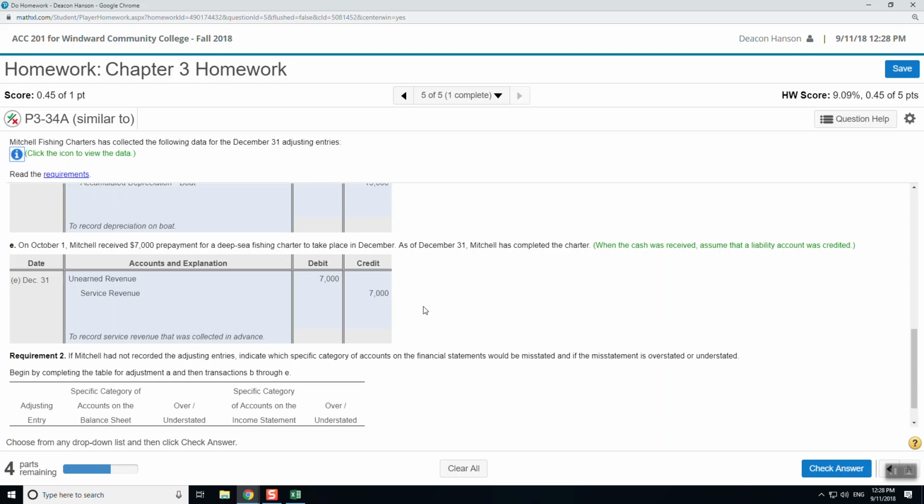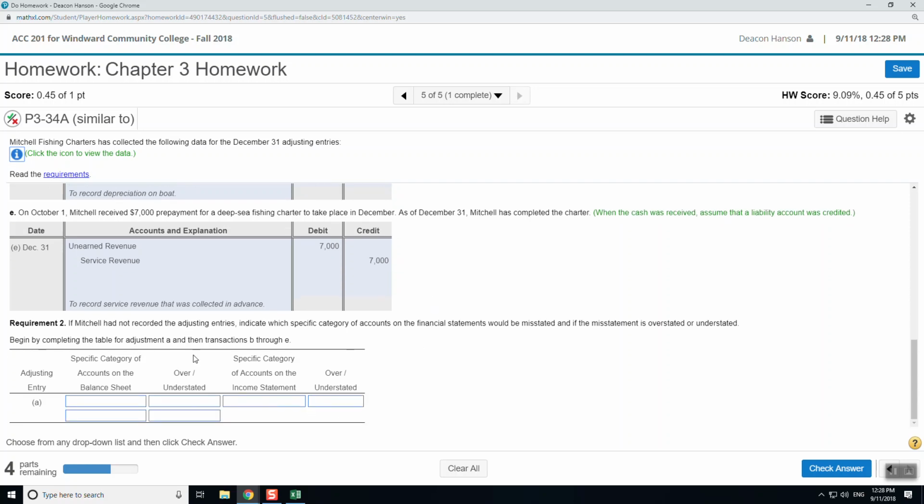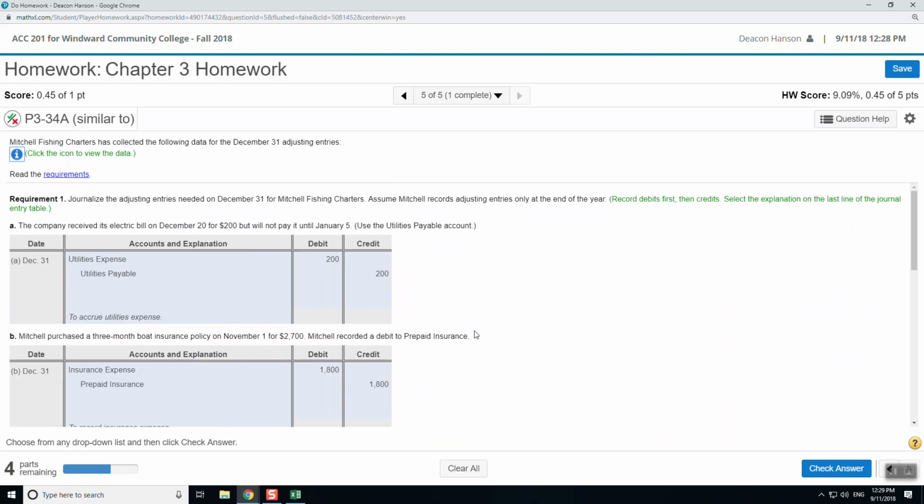Let's see. What does this say? Oh, these are the good questions, right? If Mitchell had not recorded the adjusting entries, indicate which specific category of accounts on the financial statements would be misstated, and if the misstatement was an overstatement or understatement. Okay. So begin by completing the table for adjustment A. And then we'll do B through E. Okay. So let's look at A. And we already kind of did this in Excel.